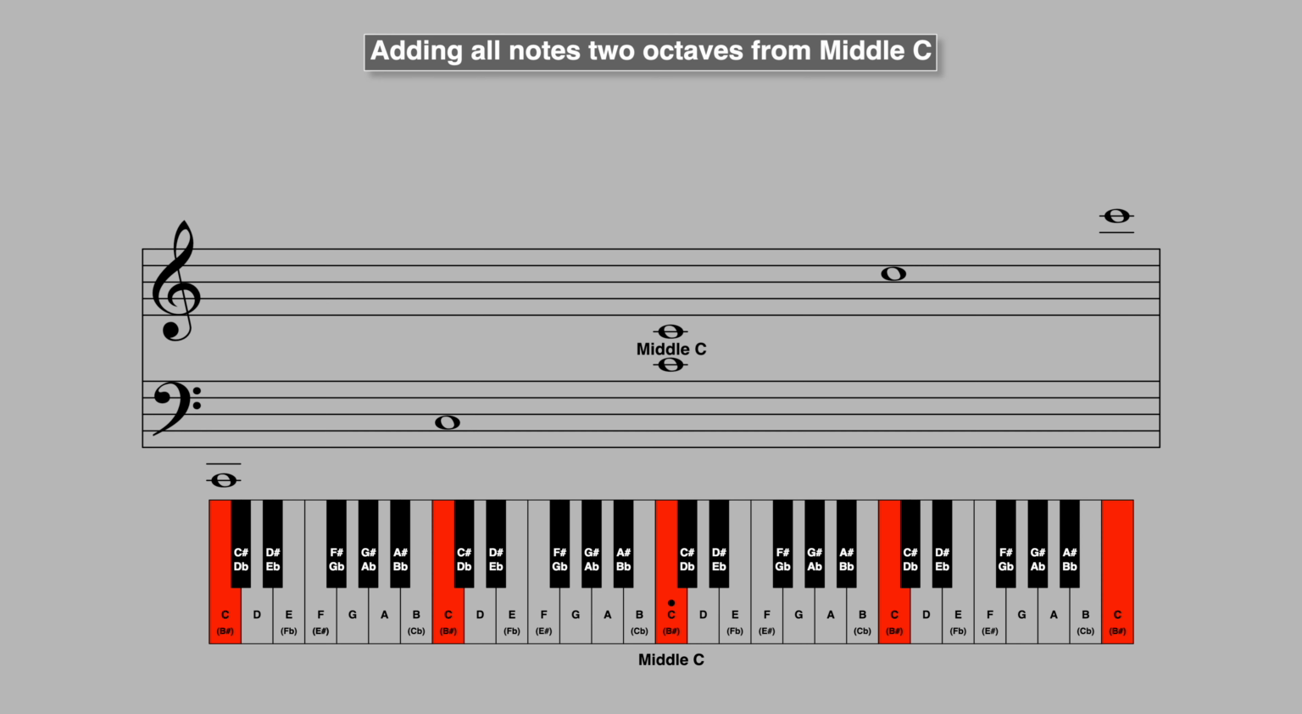Similarly, the Cs which are 2 octaves from middle C are on the second ledger line above the treble clef, and the second ledger line below the bass clef, respectively. Let's add all the treble and bass clef notes 2 octaves from middle C.